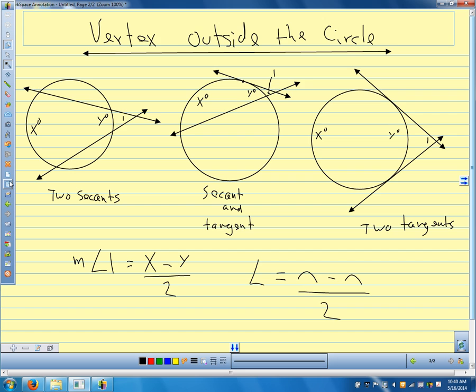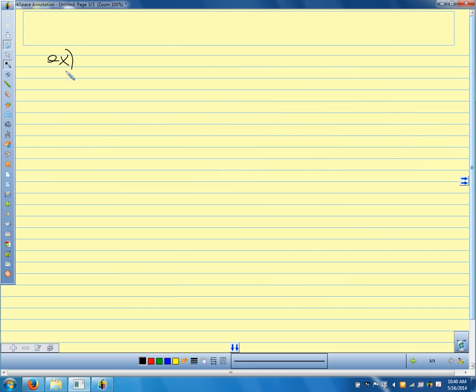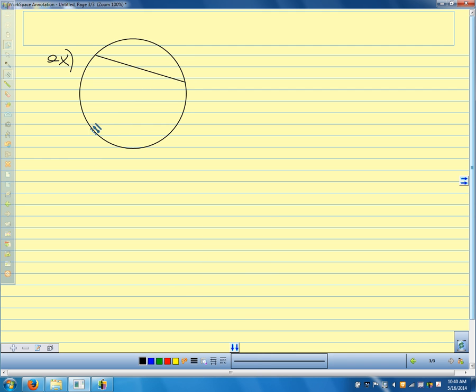All right, so a couple of examples. Start off with an easy one. There's my circle. This is 87 degrees. This is 165 degrees. And this is angle x. The problem asks us to find x.